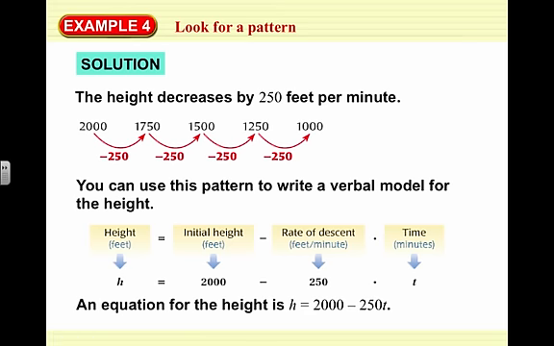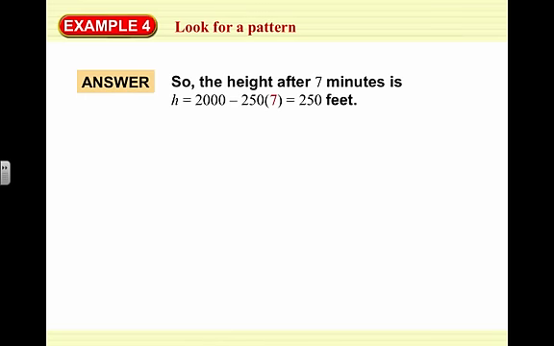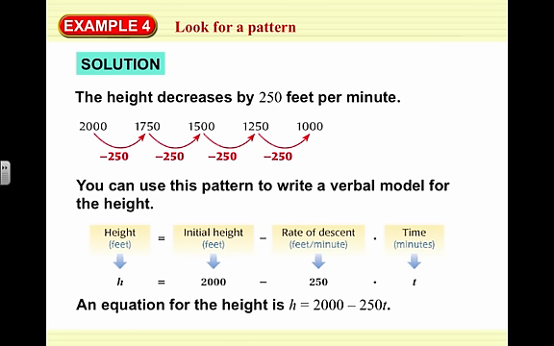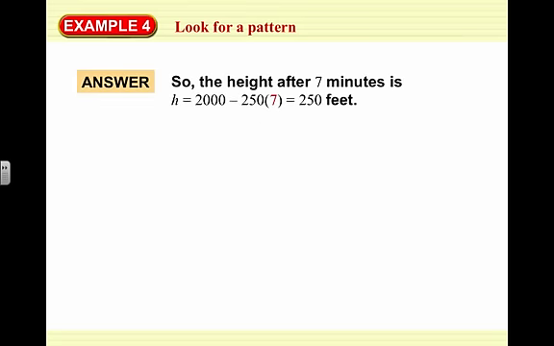So the equation is h equals 2,000 minus 250t. So that is the model. That's the model for any point in time, t. So after 7 minutes, h is equal to 2,000 minus 250 times 7, which is equal to 250 feet. So the paramotorist has 1 more minute before he or she is going to reach the ground.